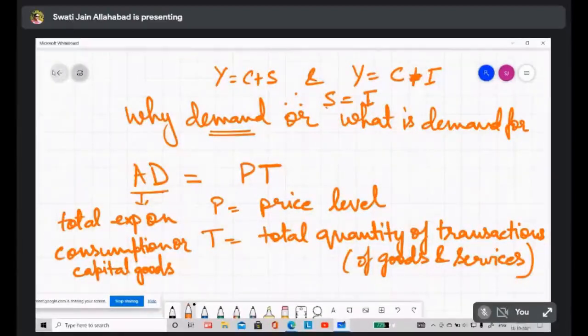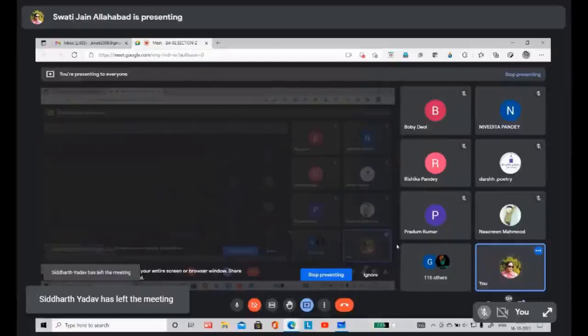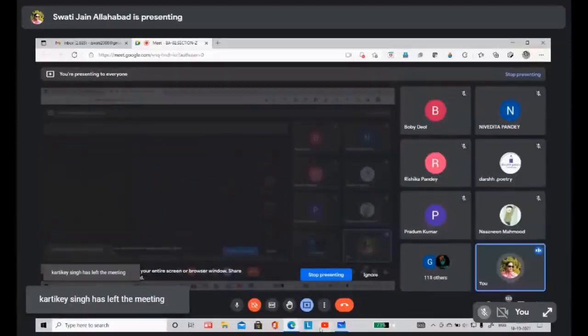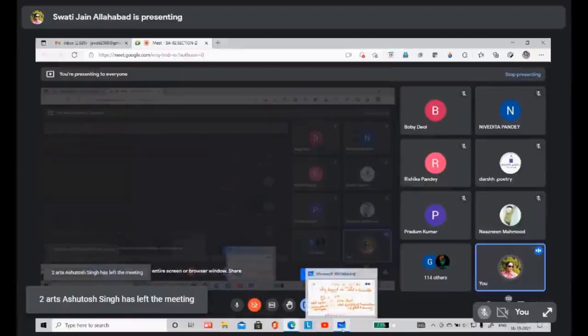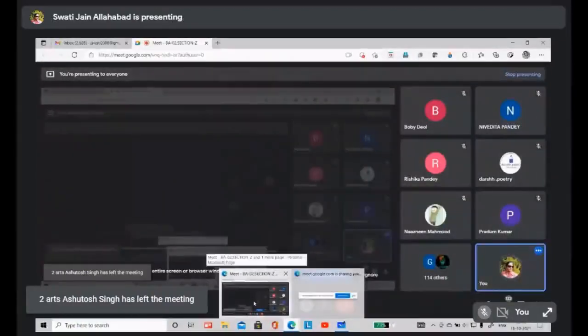So now we have completed the classical system. Tomorrow we will start with the Keynesian system. Okay. If you have any more questions, let me know, if you want to understand anything else or if there is any query related to the classical system.